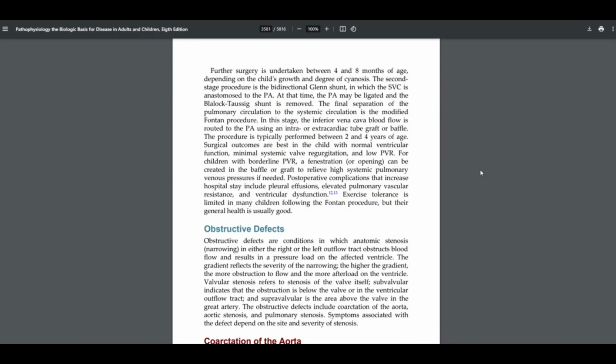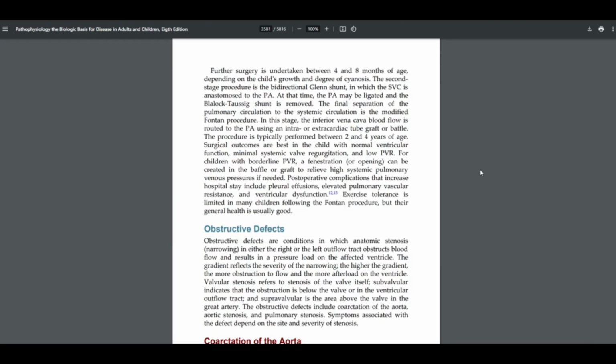Further surgery is undertaken between 4 and 8 months of age, depending on the child's growth and degree of cyanosis. The second stage procedure is the bidirectional Glenn shunt, in which the SVC is anastomosed to the PA, or pulmonary artery. At that time, the pulmonary artery may be ligated, and the biologic shunt is removed.